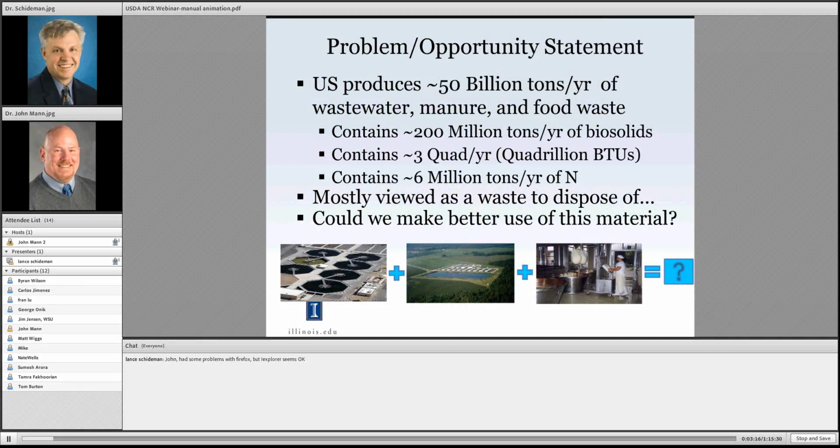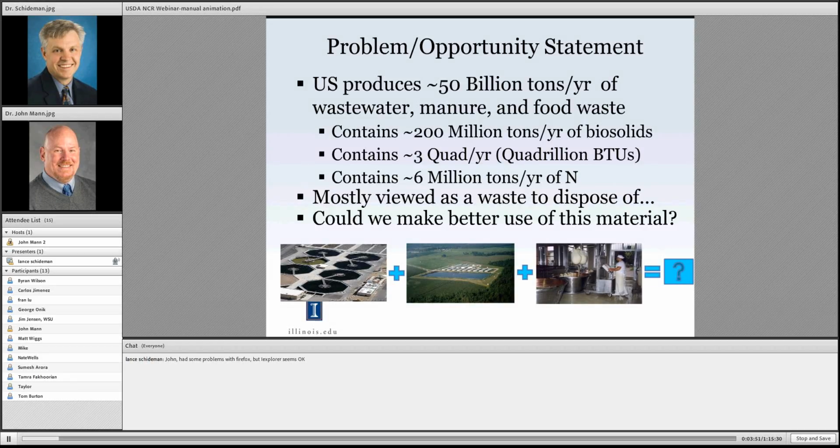Just in terms of a simple problem or opportunity statement, we start out with the fact that the U.S. produces each year about 50 billion tons of wastewater, manure, and/or food waste. If you were to break that down a little bit, within that pretty much wet feedstock, there's about 200 million dry tons of biosolids. In an energetic context, it would have about 3 quad per year of energy available.